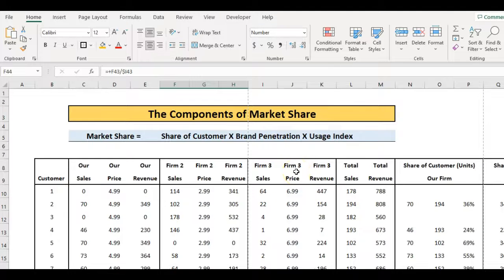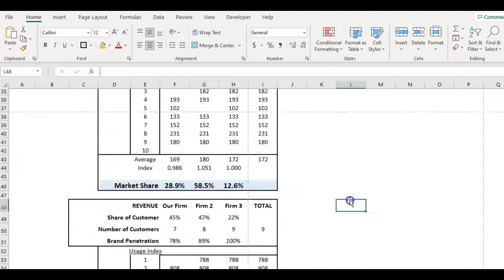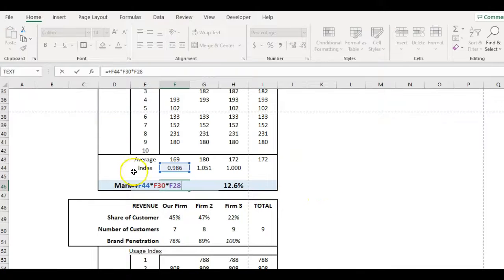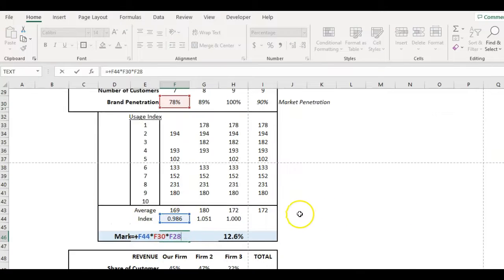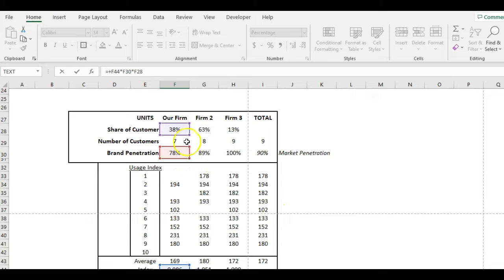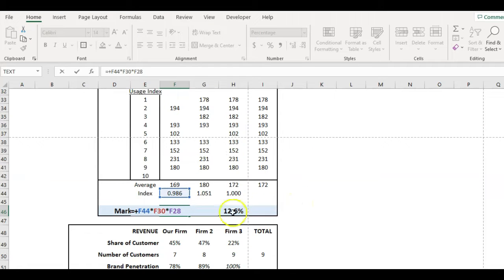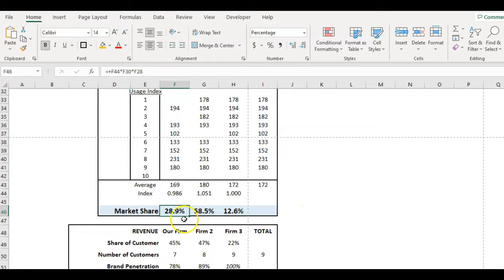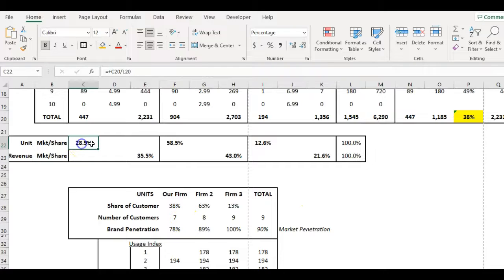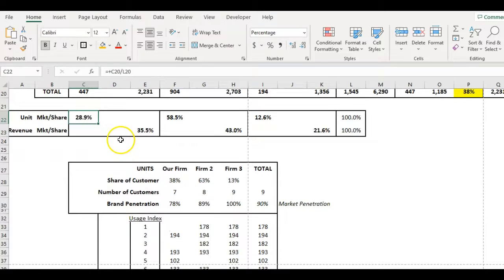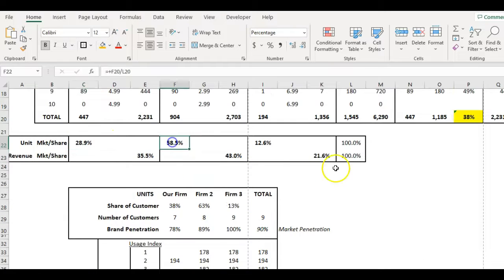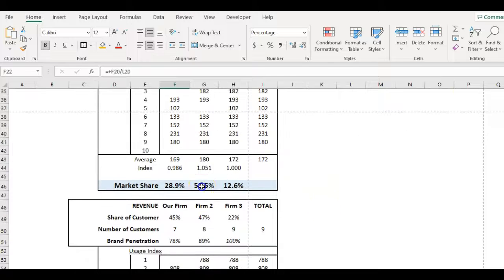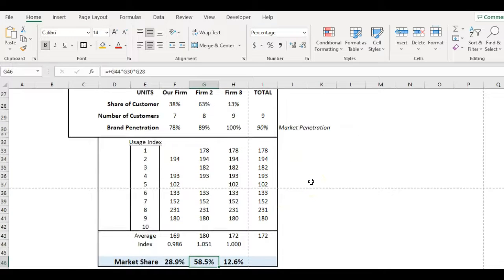Okay, so there are 3 components. So let's now look at the calculation. As you can see, I have a formula here now. It is index times brand penetration times share of customer. And that gives me 28.9%, which is the actual number. Okay, 58.5 for the second firm. Again, I've got using those three components.